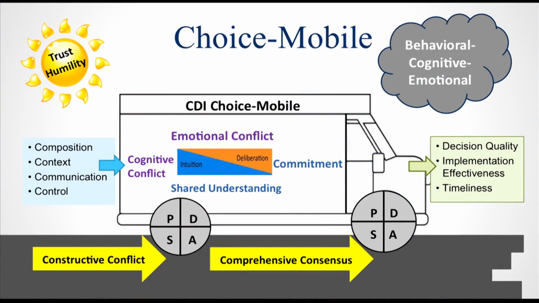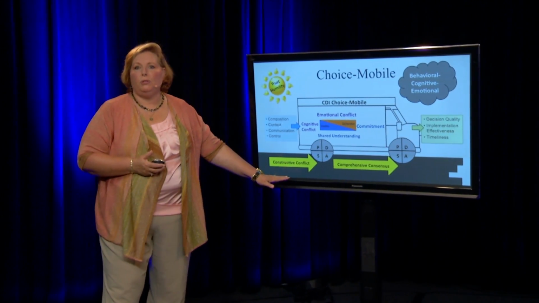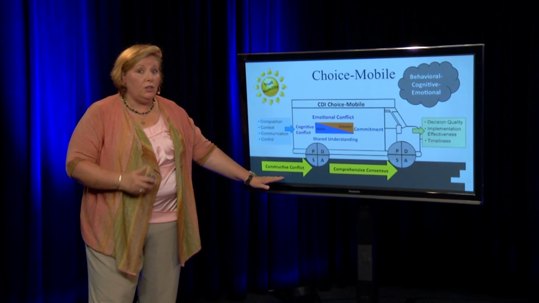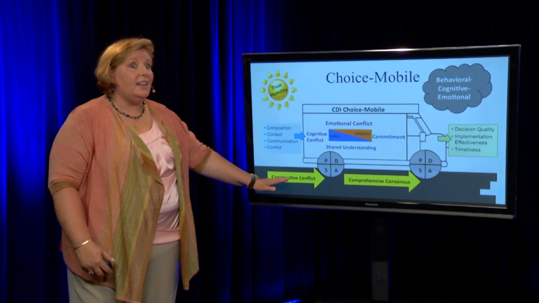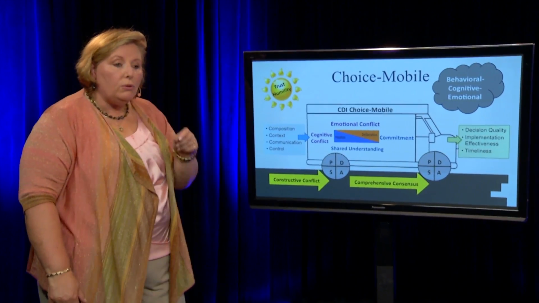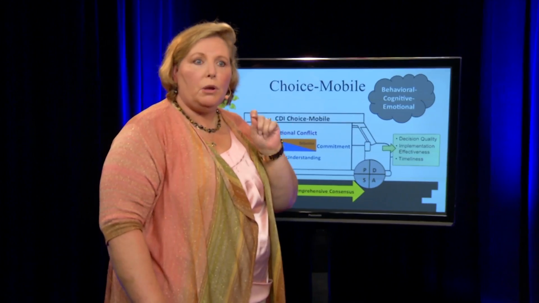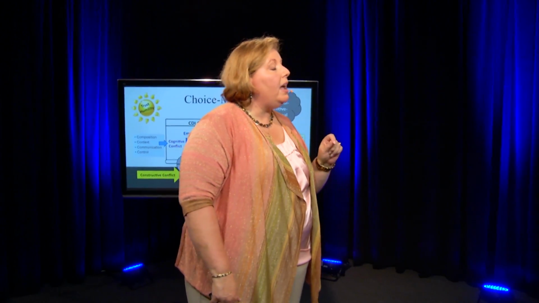Now, in the choice mobile and in the continuous decision improvement, please know that one of the things that we want you to do is move from being very intuitively based to deliberately based. And that means slowing down. Underneath this choice mobile, there's a road. And that road is filled with lumps and bumps and curves and hills. And yes, there are stop signs. And those stop signs have a very specific purpose. They're to slow you down.